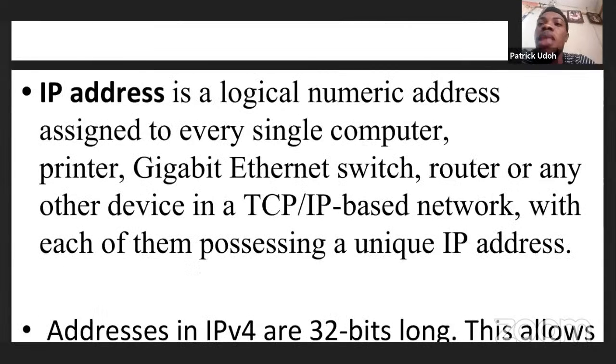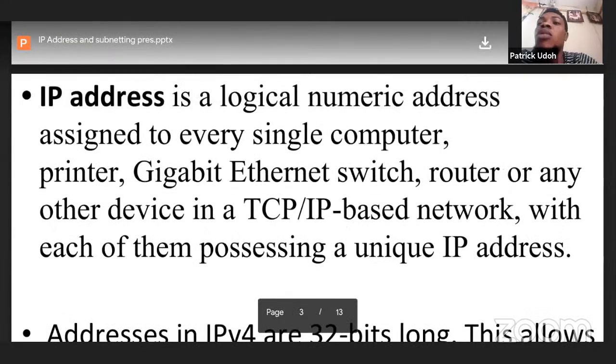So now going to the IP address. An IP address is a logical numerical address assigned to every single computer, printer, gigabit Ethernet switch, router, or any device in a TCP/IP-based network, with each of them possessing a unique IP address. What this is basically saying is that every device has an IP address, and these IP addresses are unique, and it helps devices to communicate with other devices on the internet.